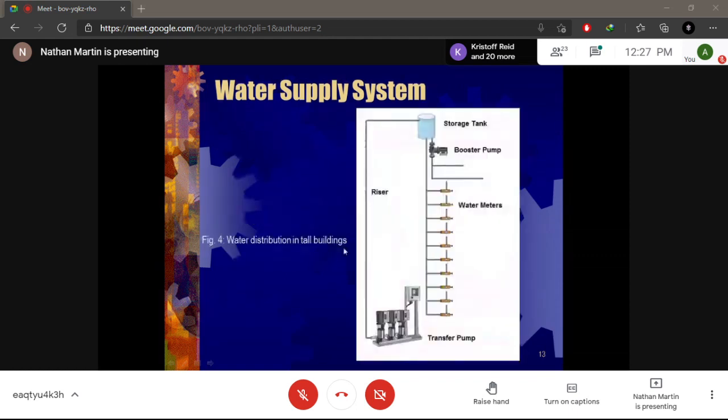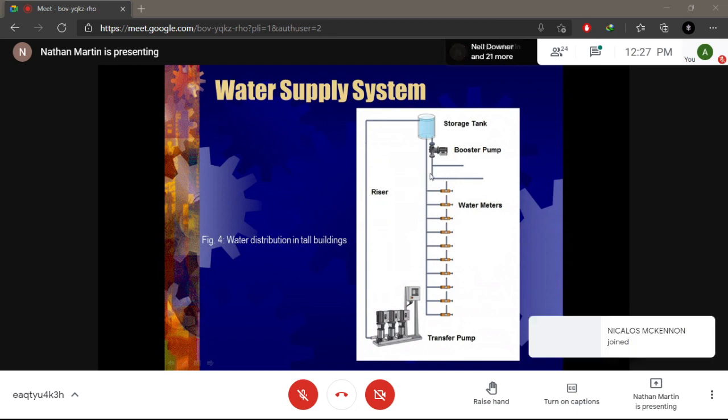All right, here, this is really a distribution in a large facility, right? So you'll have the storage tank, because of the unreliability of water supply these days, right? And this is really mainly due to storage.